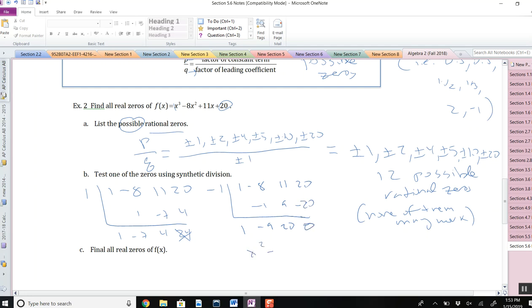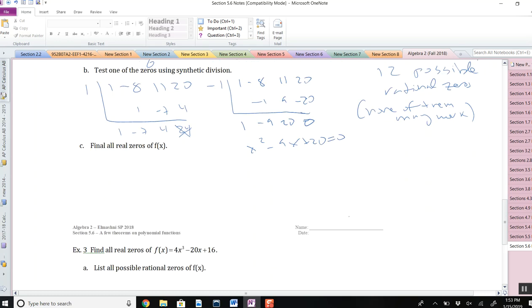So that's x squared minus 9x plus 20. So when you're asked to find all the real zeros, I could just factor that. x minus 4, x minus 5, x is 4 or 5.